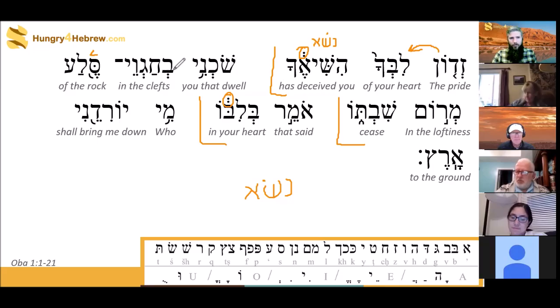Shochni v'chagvesela merom shivto. Looks like these are probably parallel, right? What is this shochni? Any idea? We see the root. Shachen, to live or dwell, exactly. What's the O? Participle. Yeah, very good. So then what is the chirik yod?